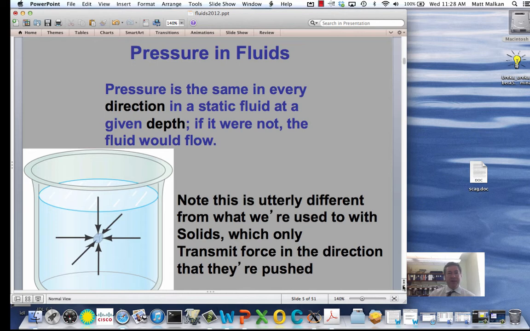But that's not really what we are interested in here. We're mostly interested in the pressure in a fluid. And this is something that is different from your foot, which is more or less like a solid. And this is not intuitive.